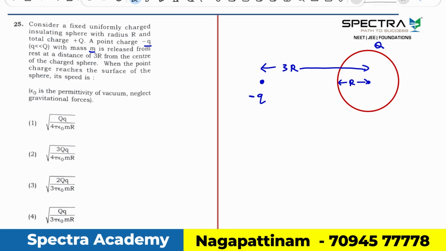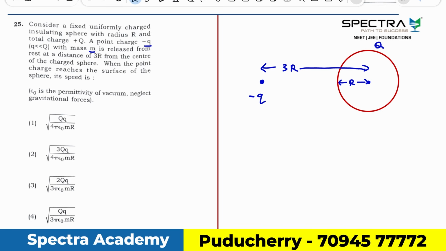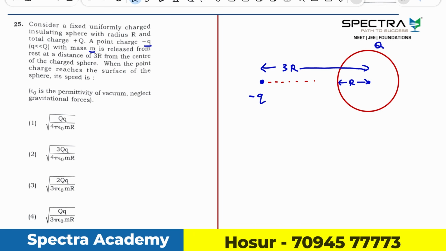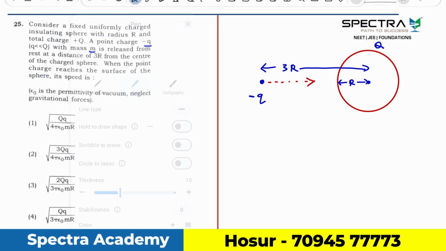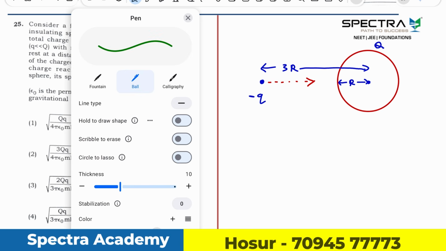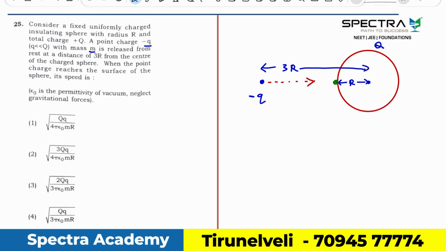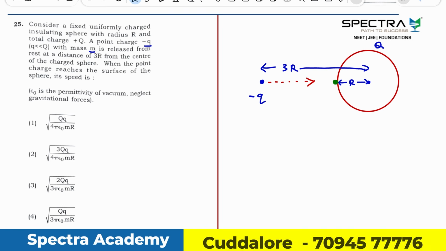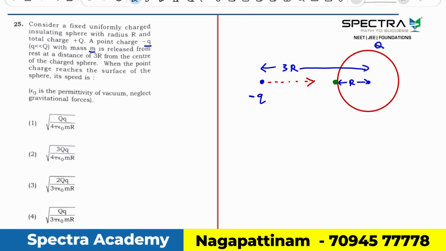When the point charge reaches the surface of the sphere, now when this charge starts to travel, it will reach the surface from the center of the charged sphere. When the point charge reaches the surface of the sphere, you have to find its speed. We can neglect the gravitational forces.